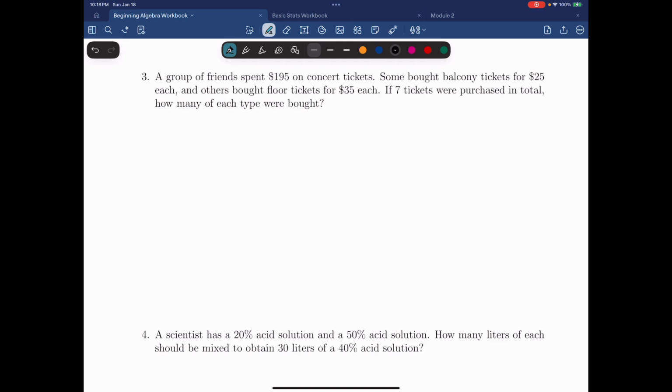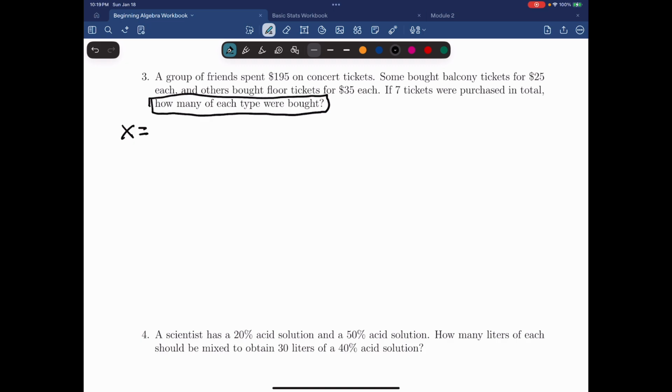So we have a group of friends spent $195 on concert tickets. Some bought balcony tickets for $25 each, and others bought floor tickets for $35 each. If 7 tickets were purchased in total, how many of each type were bought? So the question is, we want to know how many of each type of ticket were bought. That's the question. So, as always, the first thing I'm going to do is assign what our variables mean.